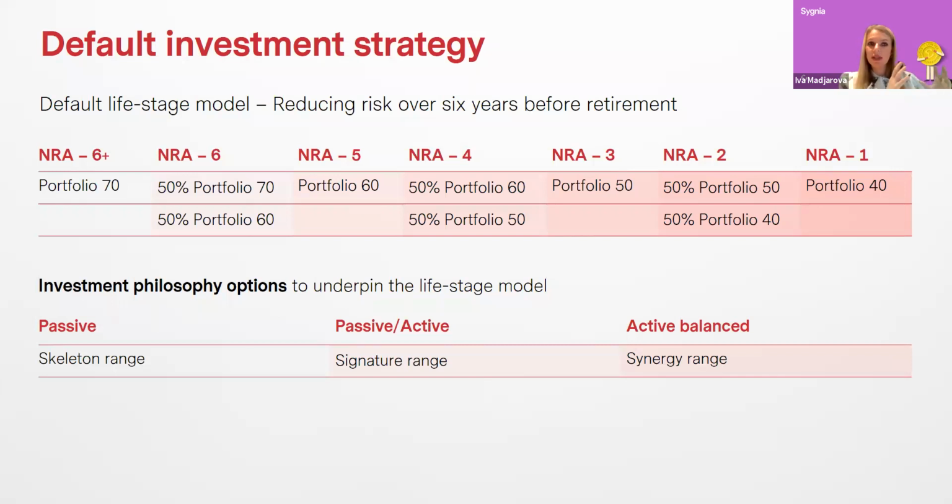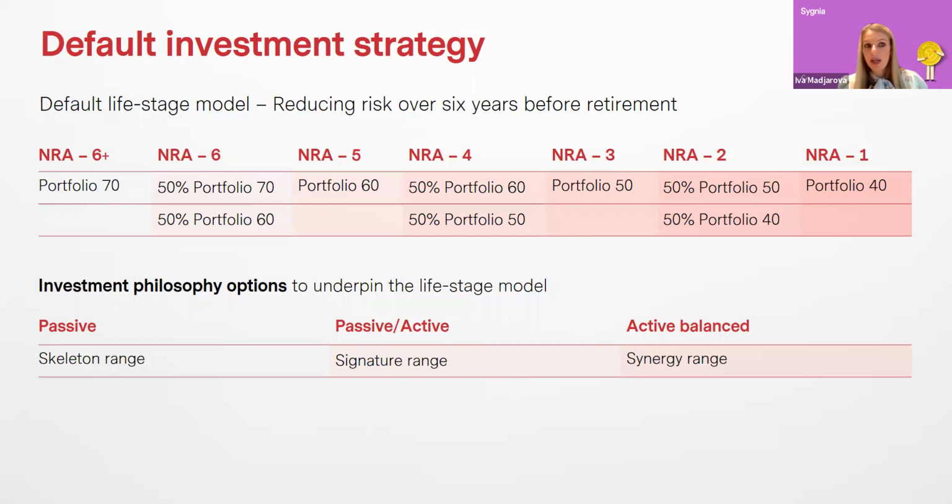So they'll move from the 70 to a blend between 70 and 60, to the 60, to then a blend between 60 and 50, right up until 1 year before retirement, when they will be 100% invested in the 40 portfolio. The 40 portfolio has about a 40% exposure to both local and global equities, implying that the other 60% is invested in safer types of asset classes such as bonds and cash. So this is the glide path of the life stage model.